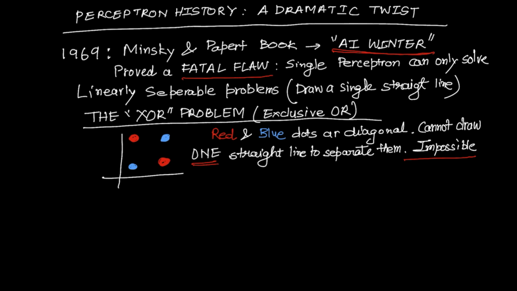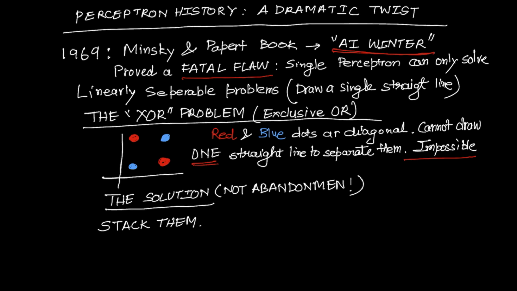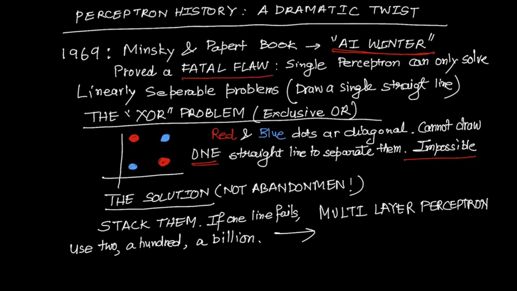But they were wrong. The solution wasn't to abandon the perceptron. The solution was to stack them. If one line can't solve it, use 2, use 100, or use a billion. And that is what gave birth to the multi-layer perceptron, or the deep neural networks we use today.